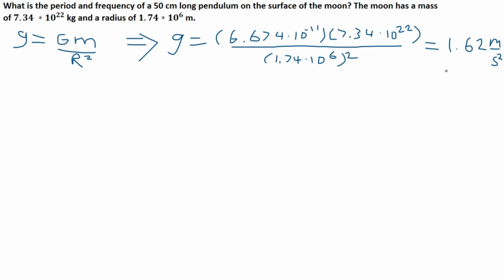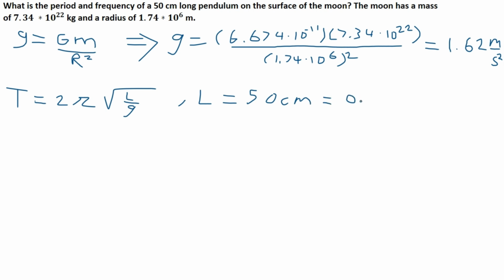Now that we know the acceleration due to gravity on the moon, we can use the formula to find the period of the pendulum, which is equal to 2 pi times the square root of the length of the pendulum divided by the acceleration due to gravity. Now, let's write down what we know about the pendulum. We know that the length is 50 centimeters. So we need to put this into SI units, knowing that 100 centimeters equals 1 meter. This means that the length is equal to 0.5 meters.